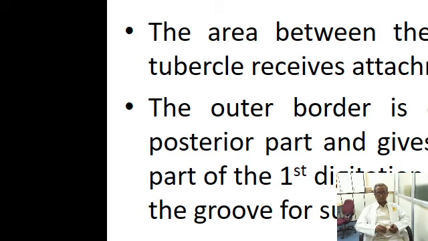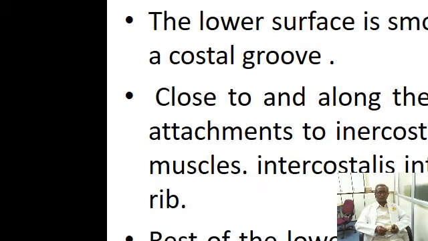The inner border is concave and thin and gives attachment to the suprapleural membrane or Sibson's fascia. Now, the lower surface is smooth and does not present the costal groove. Costal groove is present in all the typical ribs and it is absent here in the first one. Close to and along the outer border, it provides attachment to the intercostalis externus and intimus muscles. Intercostalis intimus is absent in the first rib. The rest of the lower surface is covered by the costal pleura and endothoracic fascia.